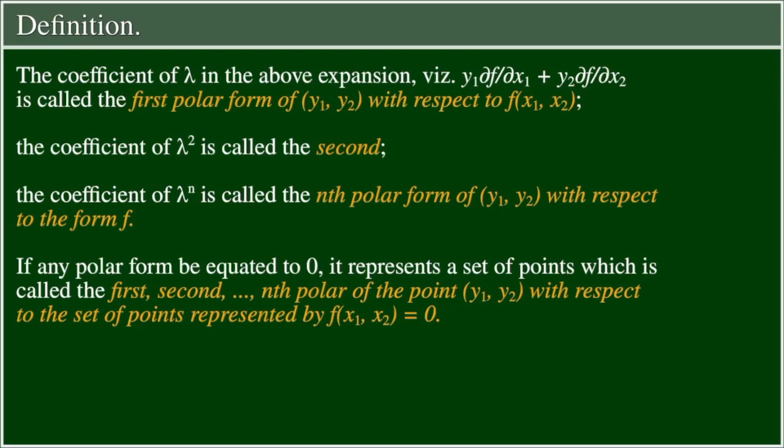If any polar form be equated to 0, it represents a set of points which is called the first, second, nth polar of the point y sub 1 comma y sub 2 with respect to the set of points represented by f of x sub 1 comma x sub 2 equals 0.